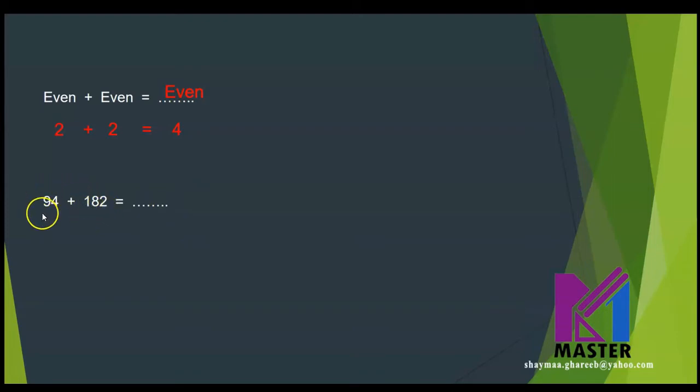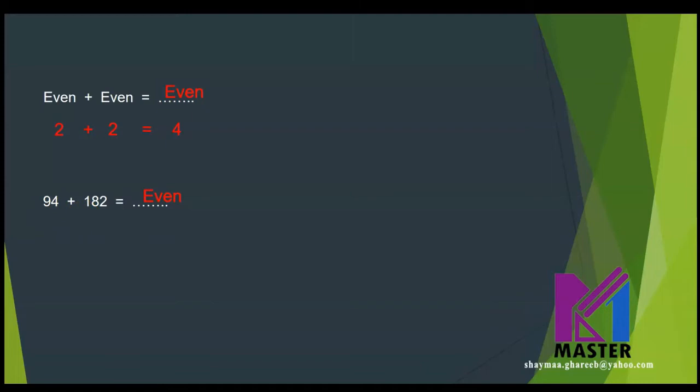So when we add even to even, I can assume instead of the 94, I can say it's 2. And instead of this, I will write 2. So 2 plus 2, 4. Then when I add two even numbers, the answer will be even. So in such type of questions, you don't need to do the calculations to find out the answer.